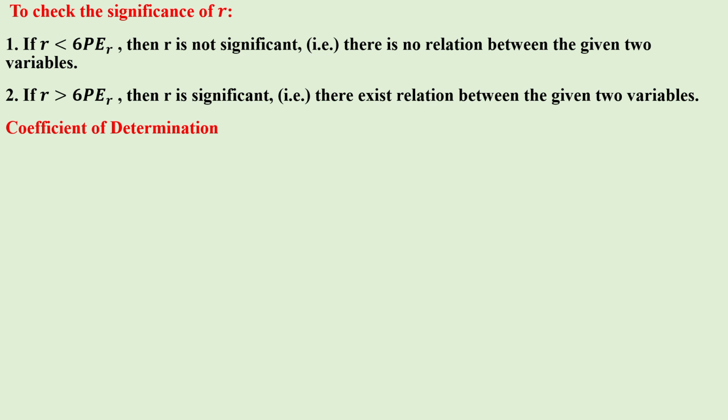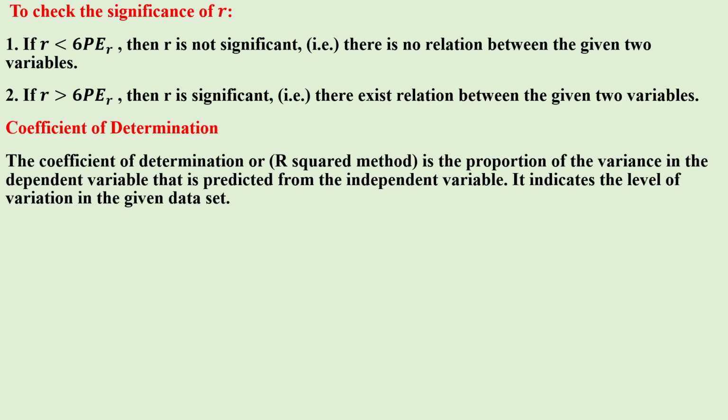Next, the coefficient of determination. The coefficient of determination is the R squared method, called capital R square. It is the proportion of the variance in the dependent variable that is predicted from the independent variable.